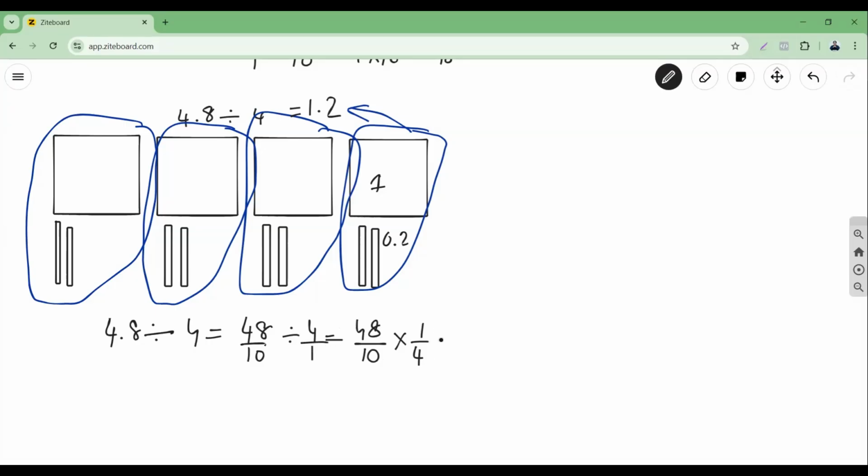Now, when we are going to do simplification, we can use the table of 4, because 48 and 4 both go in 4. 4 times 1 and 4 times 12. So can I do any further simplification? Yes, I can. However, I will retain it as it is. 12 over 10. Why am I retaining it as 10 itself? So that it will be easier for me to write as a decimal. So 12 over 10 is 1.2. See, we got the same answer as 1.2.